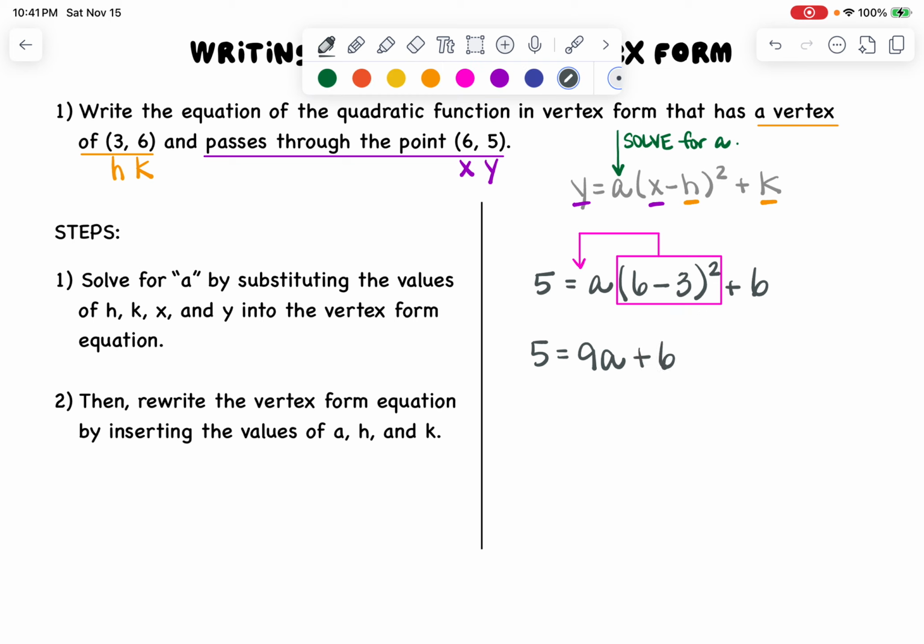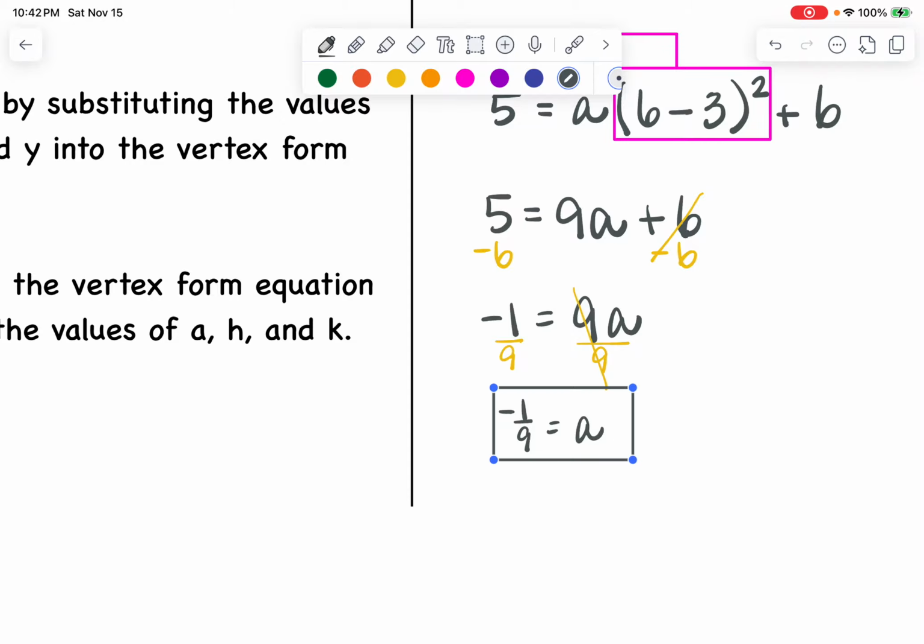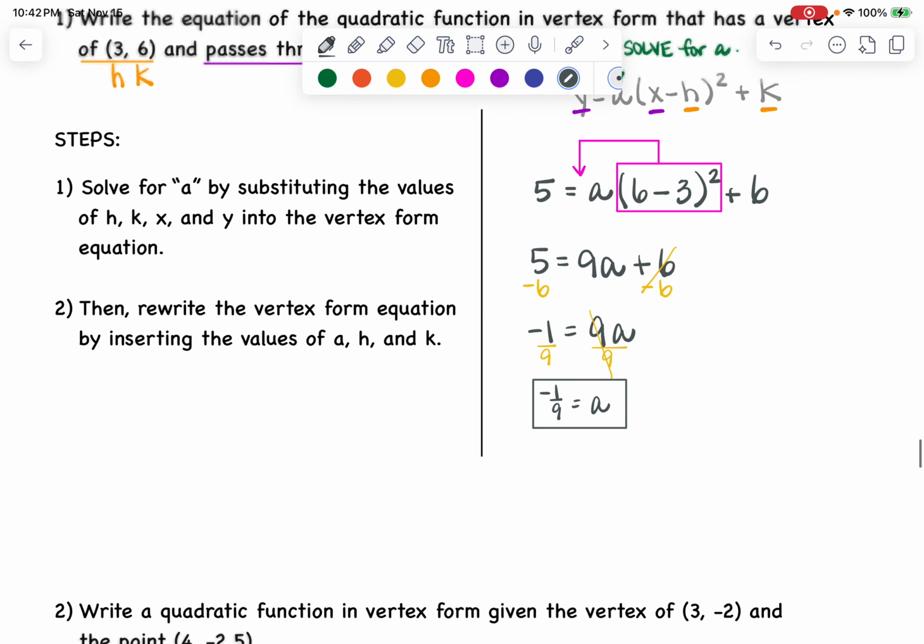So once I've done that first step, you'll notice we just have a basic two-step algebra equation to solve for a. So here we go. We got to get the a by itself. So I'm going to subtract the 6 from both sides, which is going to give us -1 equals 9a. And then, of course, we need to get the a by itself, so we're going to divide by 9 on both sides. And that's going to give us a equals -1/9. Right? And I know that's not a super friendly number, but that's okay. The a can be anything it wants to be.